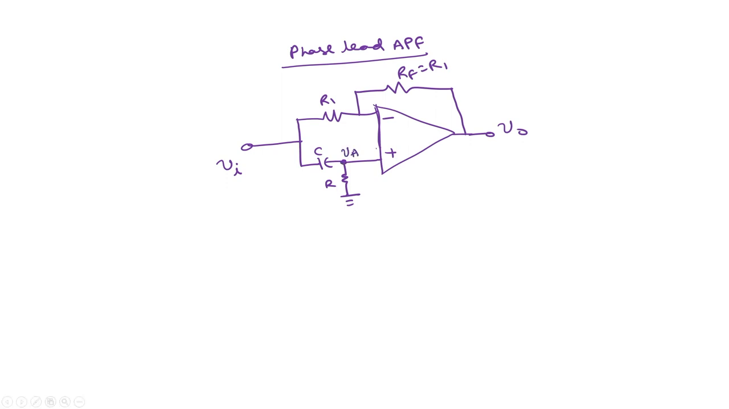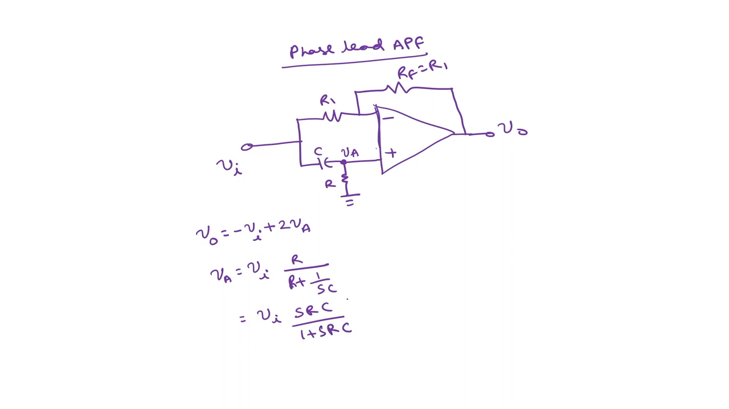If I call this as VA, you will get similar to the previous procedure. V0 is equal to minus VI plus twice VA, but here VA will be different, is equal to VI times R by 1 plus 1 by R plus 1 by SC. This is equal to VI into SRC divided by 1 plus SRC. So, if I substitute this here, we will get V0 is equal to minus 1 plus twice SRC divided by 1 plus SRC times VI.